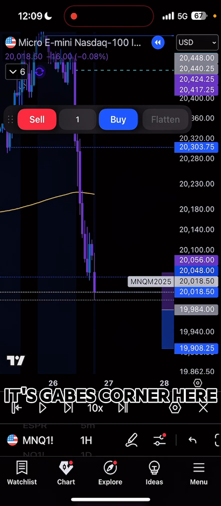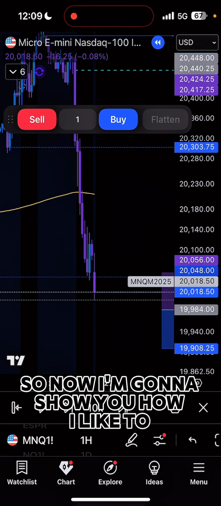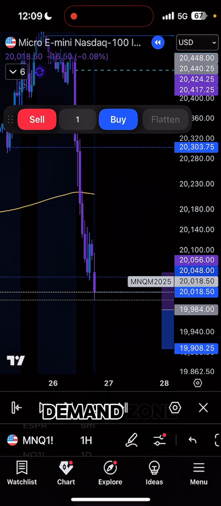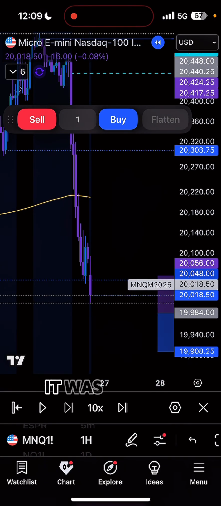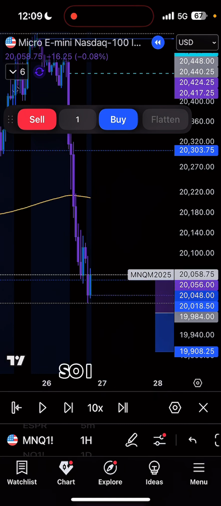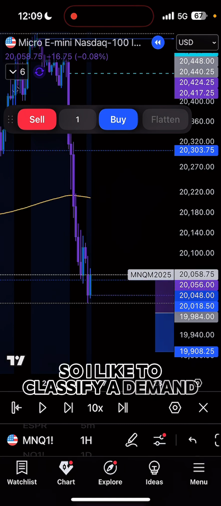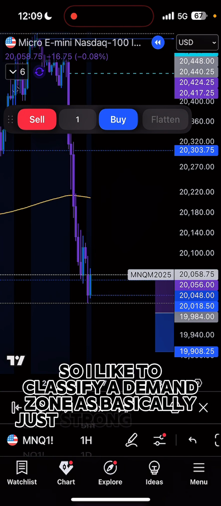It's Gabe's Corner here. So now I'm going to show you how I like to trade supply and demand zones. Right now we're just going to use a demand example because this was what I found today. It was a super easy trade. I like to classify a demand zone as basically just strong selling.